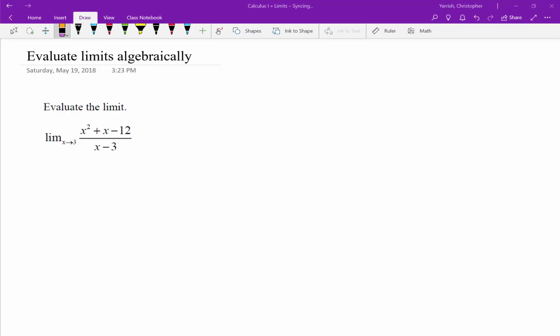So here's a typical kind of problem that I'd expect a Calc 1 student to be able to do. Your job here is to evaluate the limit. That is, figure out what value this expression, x squared plus x minus 12 all over x minus 3, gets close to when x gets close to 3. So as x approaches 3, let's see what happens here.